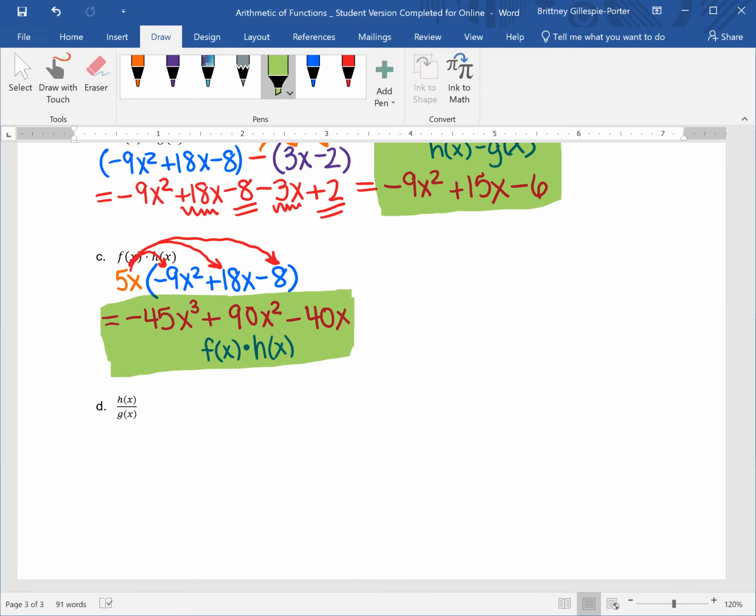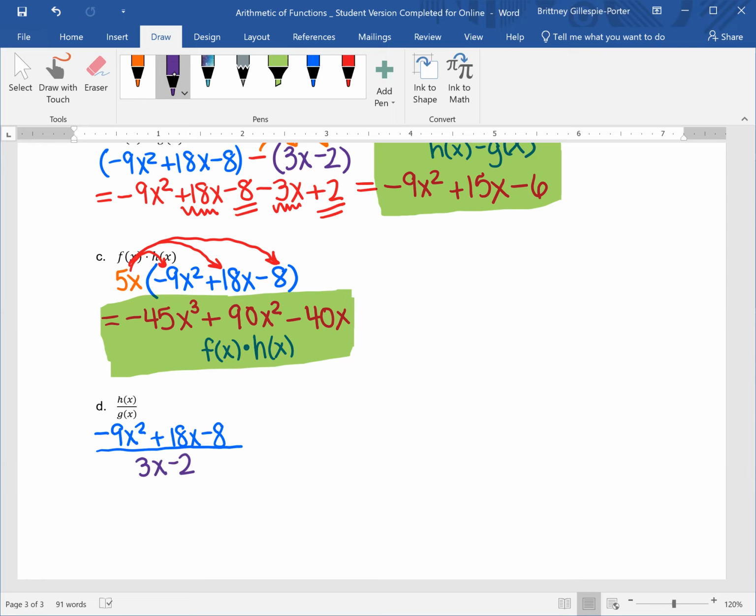Okay. Our next one says h of x divided by g of x. So I need my blue function, the -9x squared plus 18x minus 8. I'm going to divide that by my purple function, 3x minus 2.